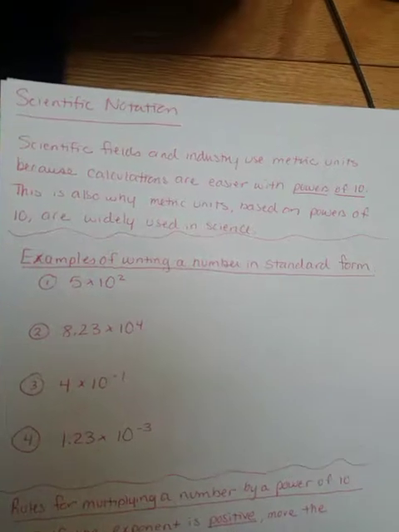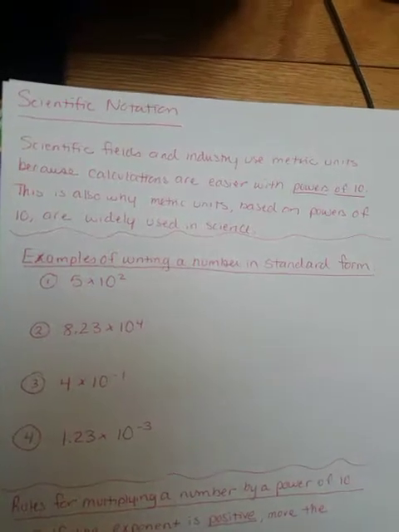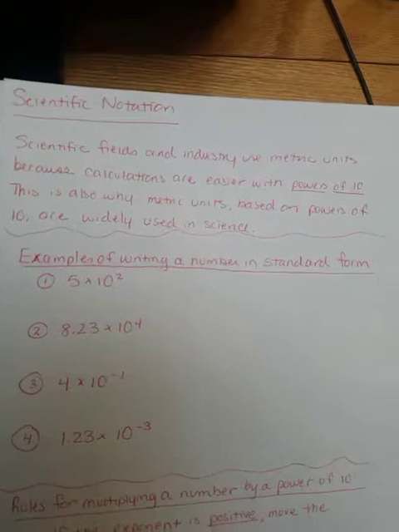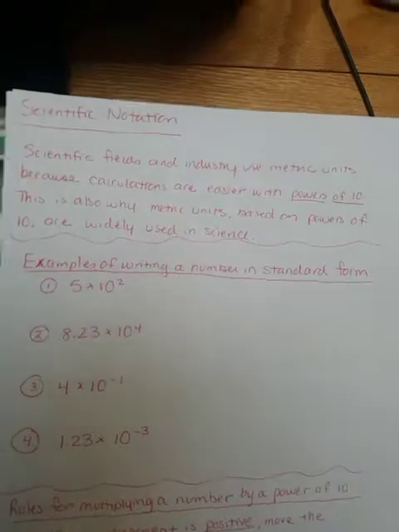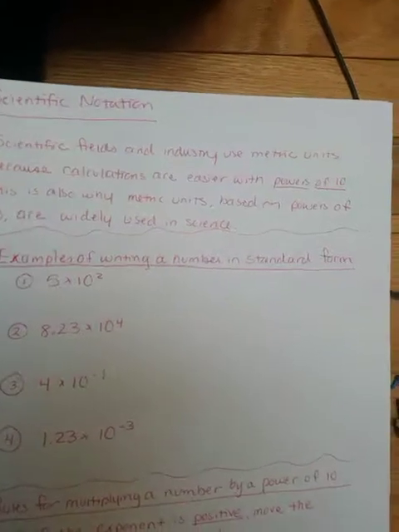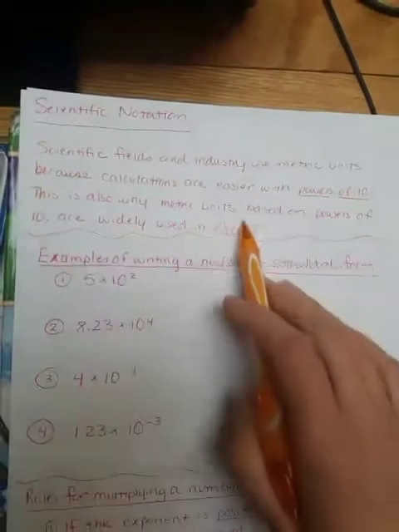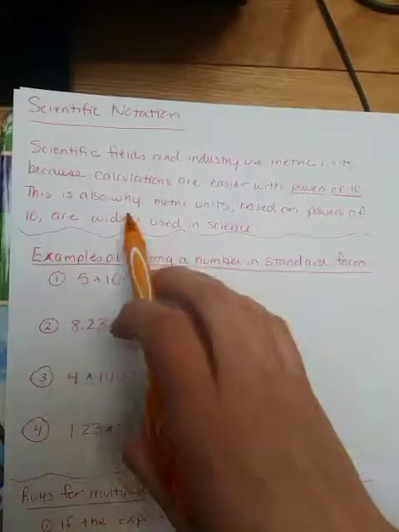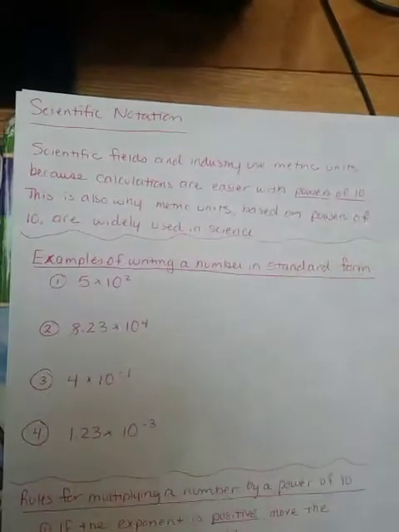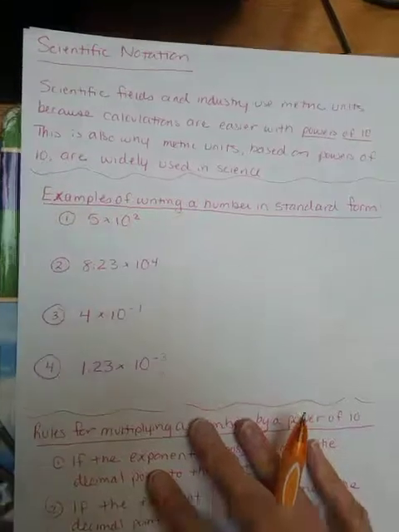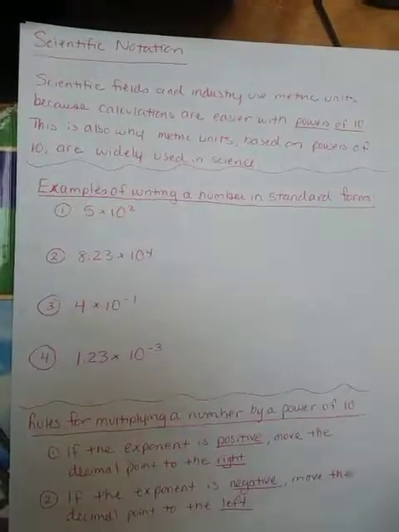Scientific fields and industry use metric units because calculations are easier with powers of 10. People always ask, well, when am I ever going to use this? Well, you might not use it, but people in the real world actually do. It's also why metric units based on powers of 10 are widely used in science, because it's easier to use scientific notation than writing out really big and really small numbers.